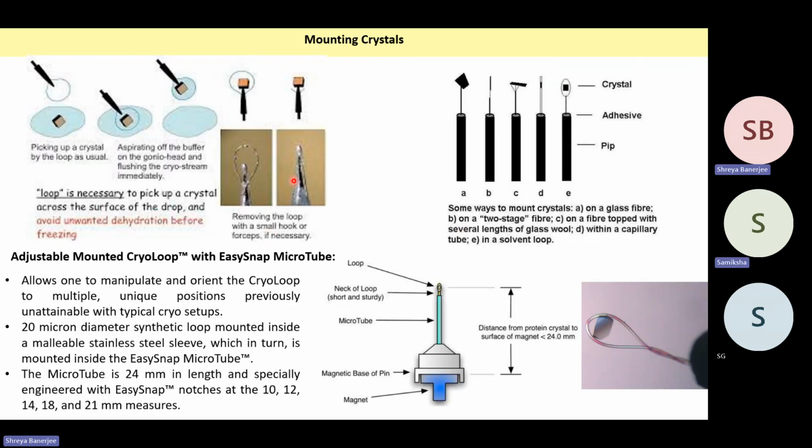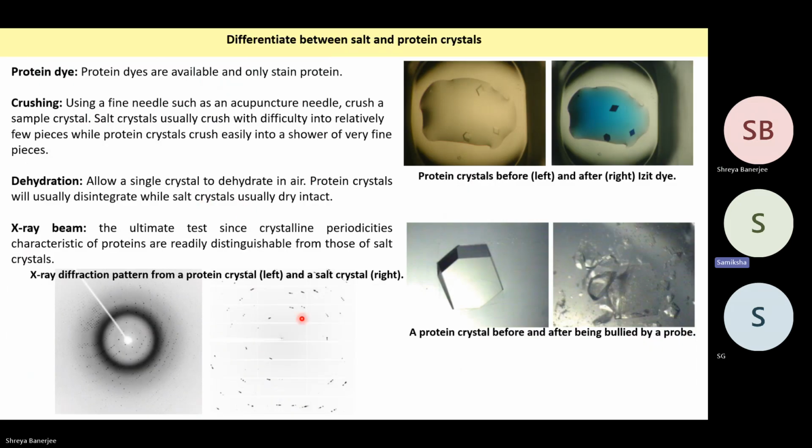So salt and protein crystal, what will be the difference in X-ray diffraction pattern? You can just look at these two patterns. In salt you can see the number of dots is much lower, and there is a lot more white space. So you just compare this image and this image. The one on the right is your salt crystal, the one on the left is your protein crystal.